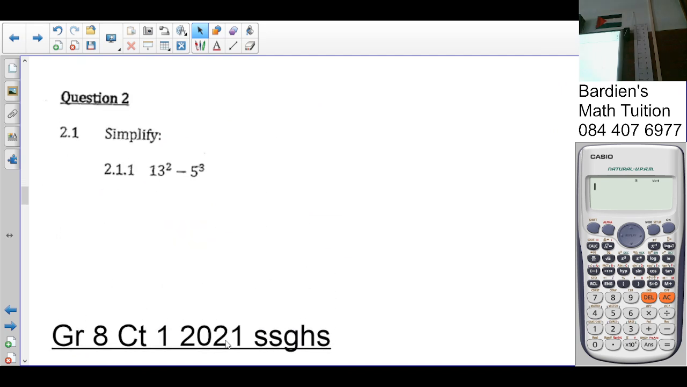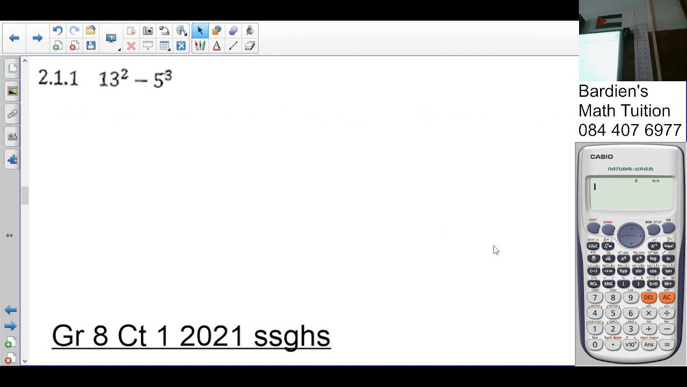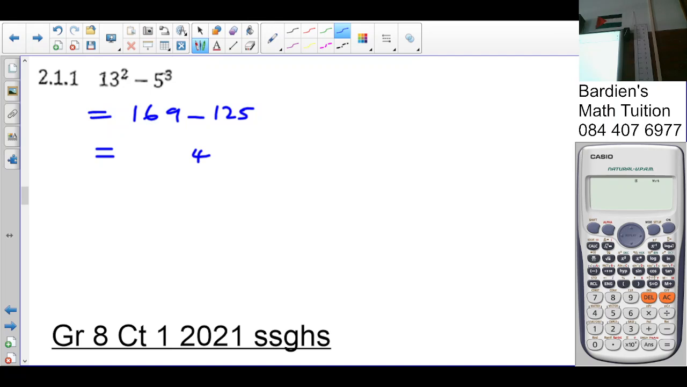Question 2. Question 2 says simplify. 2.1, you got 13 squared minus 5 cubed. 13 squared is 13 times 13, not so, which is 169 minus 5 cubed is 125. So that's 5 times 5 is 25, and 25 times 5 is 125. So 169 minus 125 is 44. Is 44 correct? Right.